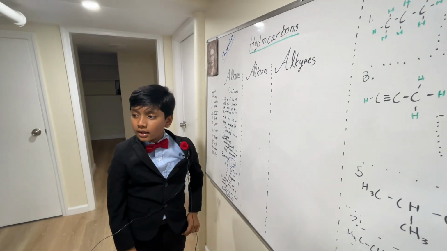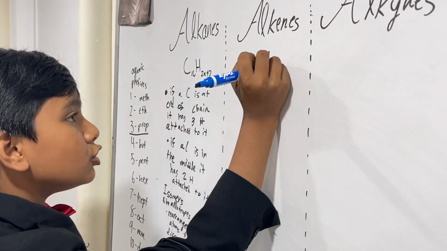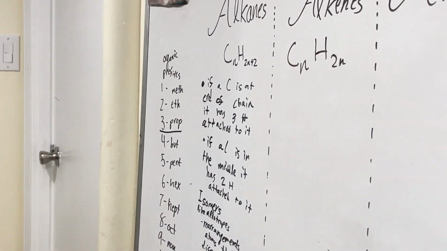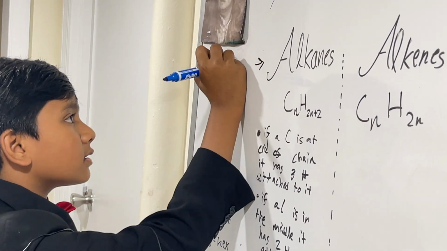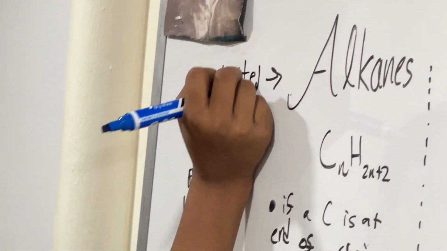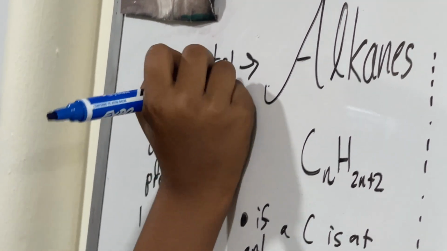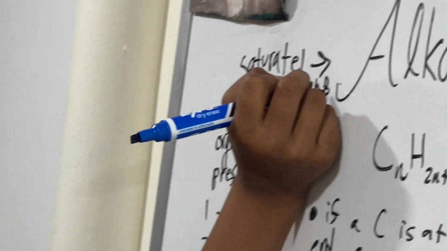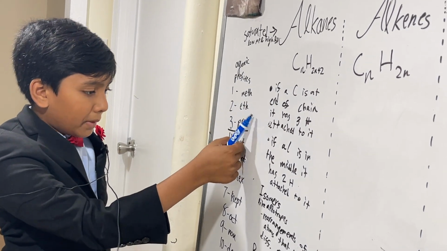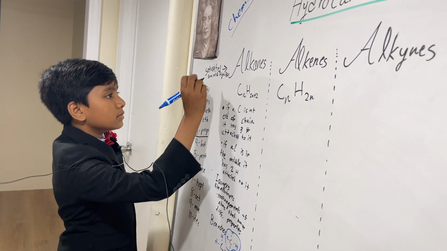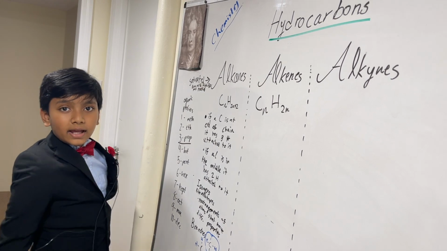Now, let's move on to alkenes. Alkenes are CnH2n. Oh wait, I forgot to mention something. Alkanes are saturated. What does that mean? Well, they have a pretty low melting point and a pretty high boiling point. It gets higher as the molecular mass gets higher. It is not reactive because it's saturated. It only has single bonds.